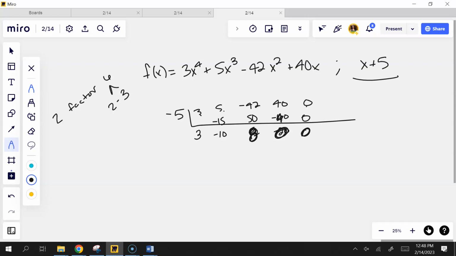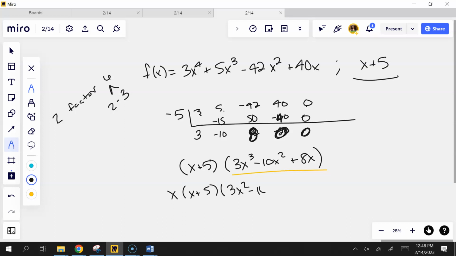All right, so I'm gonna write it in factored form now. I'm gonna say that x plus 5 times 3x to the 3rd minus 10x squared plus 8x. Now I'm gonna factor what's left. Take out an x. I got x times x plus 5 times 3x squared minus 10x plus 8. What now?